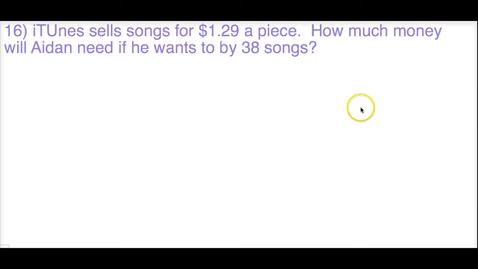All right, number 16. iTunes sells songs for $1.29 a piece. How much money will Aiden need if he wants to buy 38 songs? So this is taking a piece and multiplying it by the number you want. So this is multiplying. So I'm going to go ahead and write down, and I'm going to line up my digits.